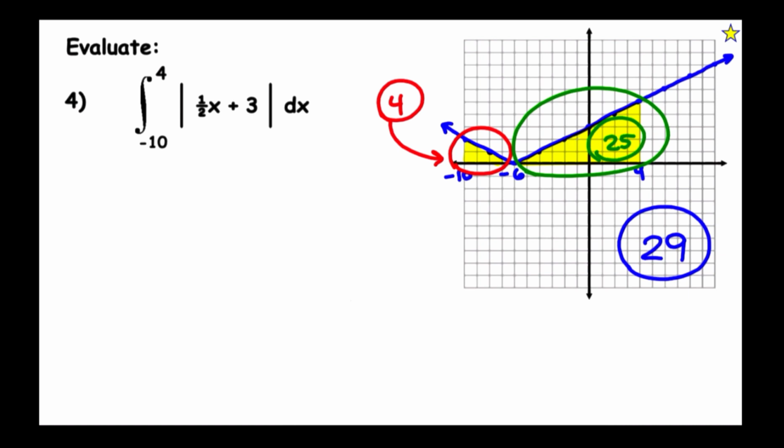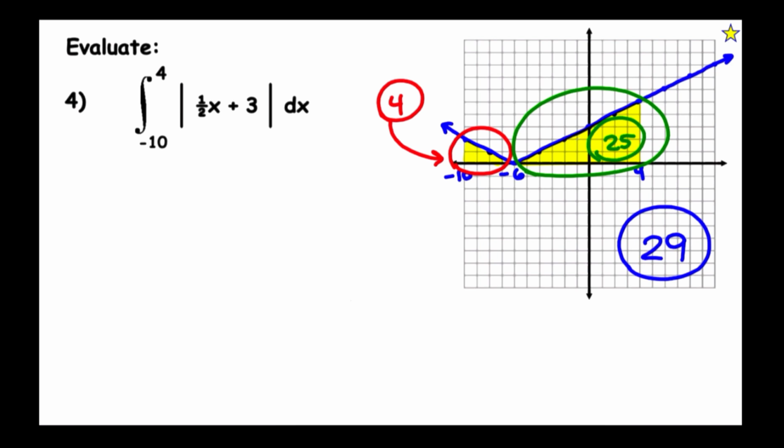Notice that the problem said evaluate. It didn't say find the area. So if those yellow regions had been below the x-axis, it could be negative 29 for the answer. I just want to point that out. Even though integrals represent areas under curves, they're not the same thing. Areas can't go negative, integrals can.